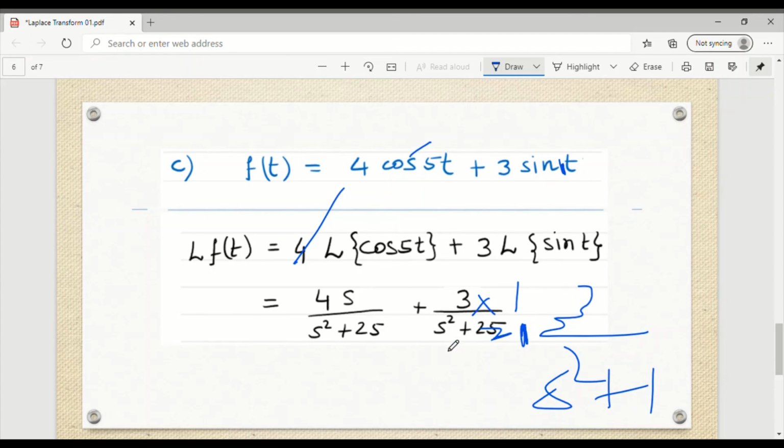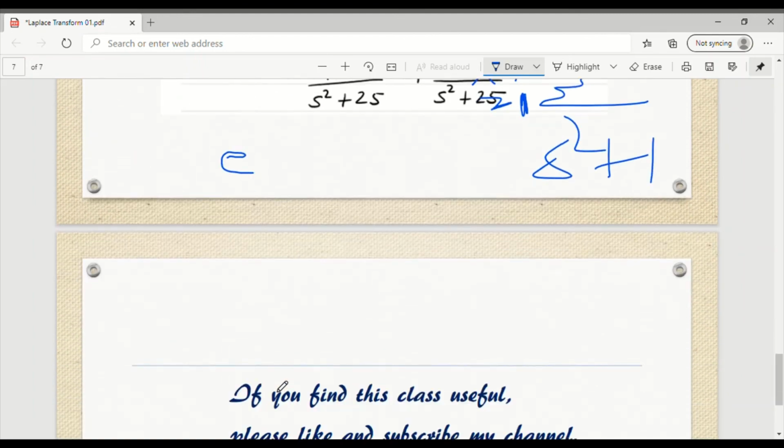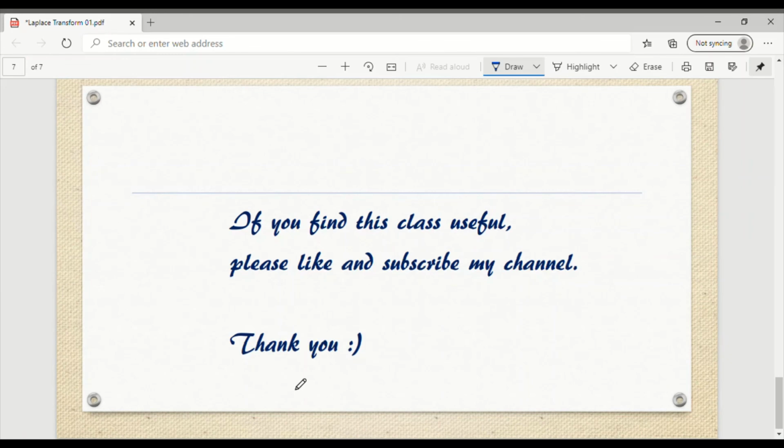Fine. So in the next class, we are going to see the frequency shift property. In the second class we'll be seeing that. Now you can practice these questions. These were not very tough, I think. And this much only for your first class.